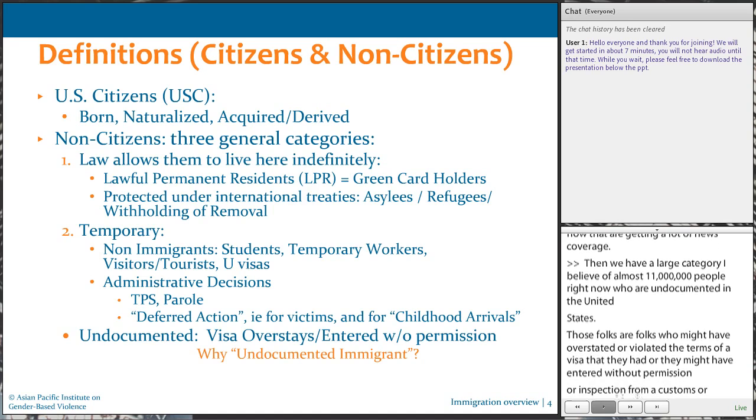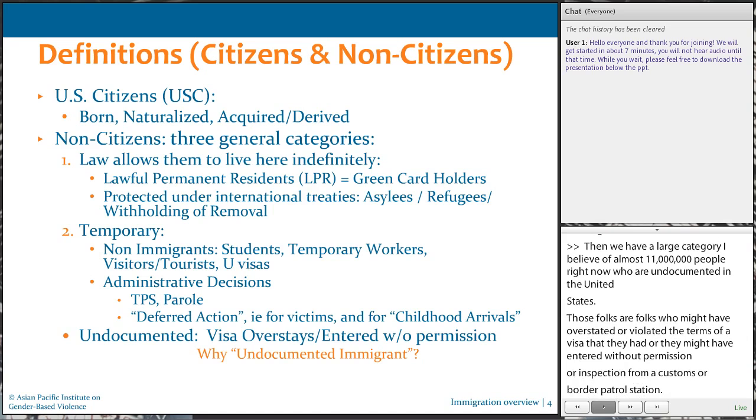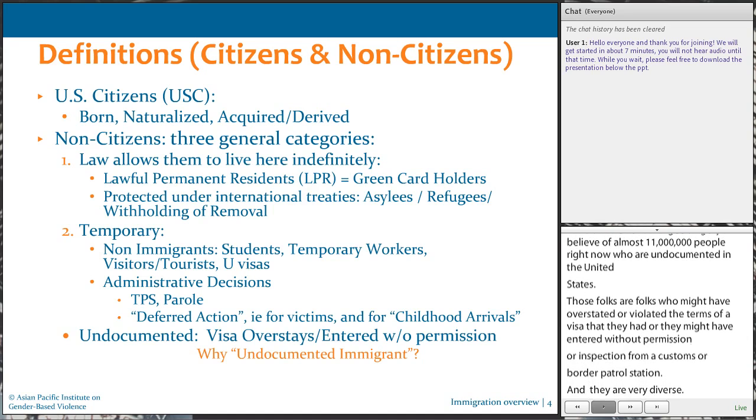are very diverse. We know, for those of you in our API programs, that Asian Pacific Islanders are one of the largest growing groups of undocumented folks, but are not typically viewed in our media as those who are undocumented. But we all know in our programs and in our communities that we have many, many folks who are.